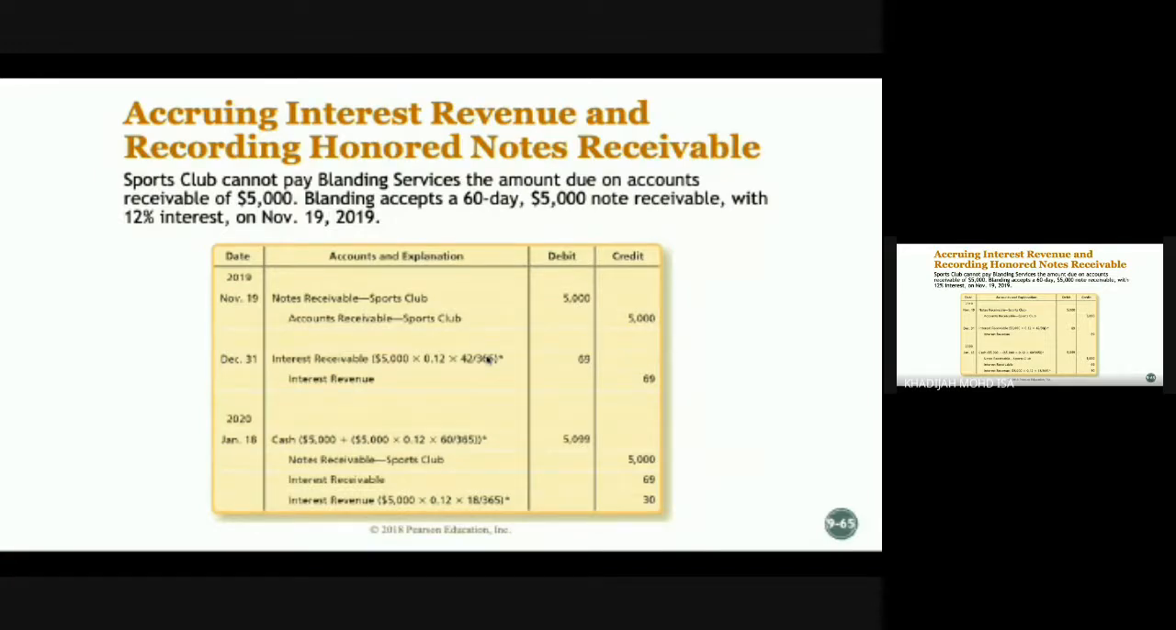All right, when it comes to January 2020, you receive everything. So you recognize the balance. 42 days is recognized here, and then the balance of 18 days interest revenue will be recognized in the following period.